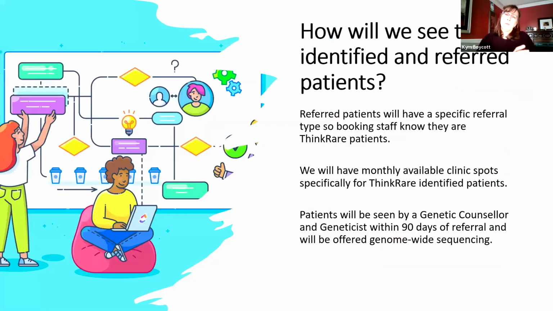And then once they get to us in genetics, they are booked as a specific referral type. We have monthly spots available for them, and they'll usually be seen by a genetic counselor and a geneticist within 90 days of referral and offered genome-wide sequencing.